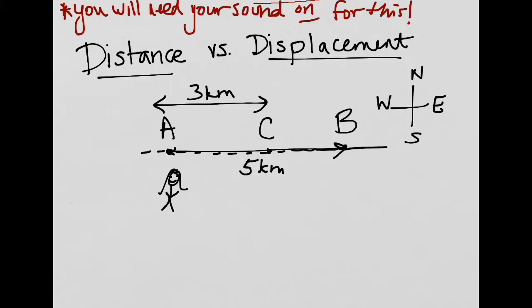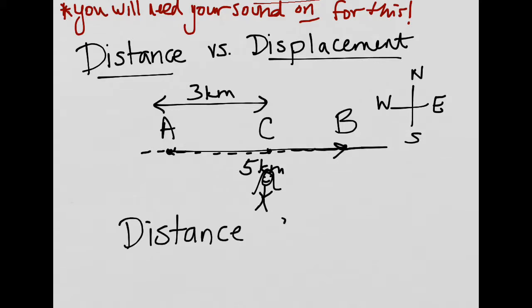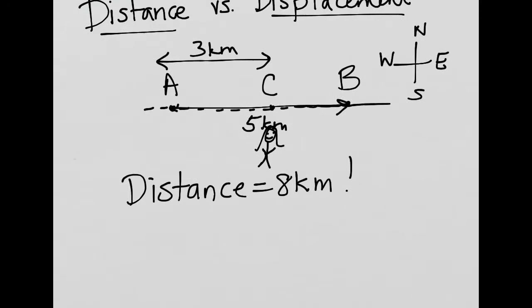Okay, so in order to distinguish the difference between distance and displacement, I'll give you an example. So here's Annie traveling. She goes from A to B to C. How far has she gone? So you probably said 8 kilometers. That's right. That's the measure of her distance.